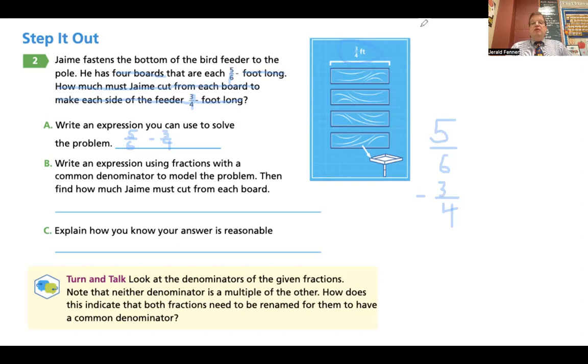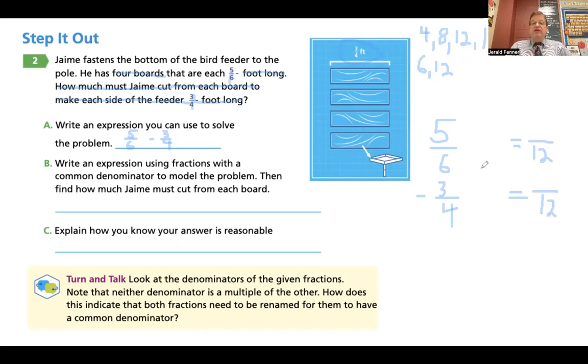So if we start to find the multiples of 4, we go 4, 8, 12, 16. Then let's start finding our multiples of 6. 6, 12. We see that there is a smaller denominator of 12. So we're going to set this up. And in this case, we are going to have to change both fractions because neither fraction has a denominator that is already in place. So we're going to write down 12s here.